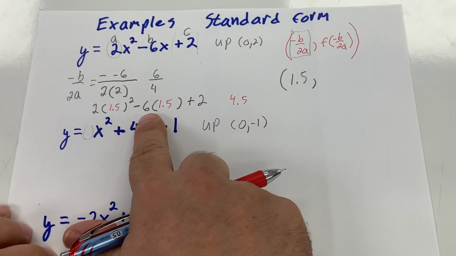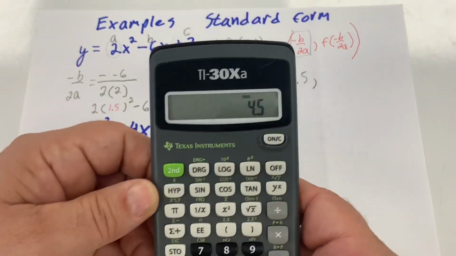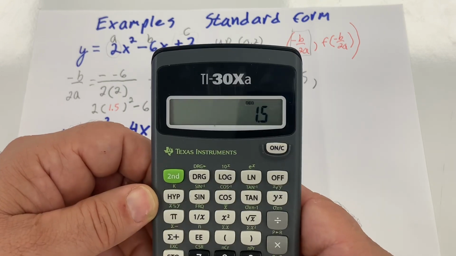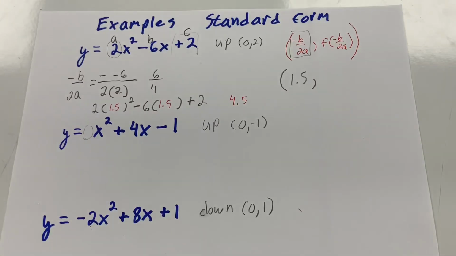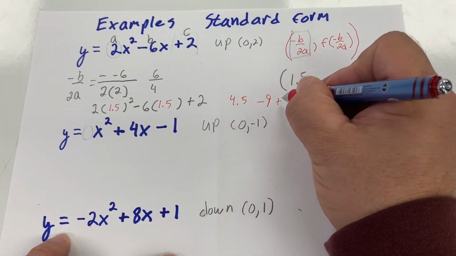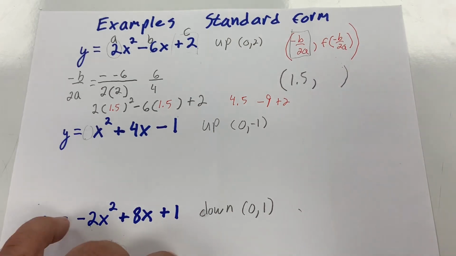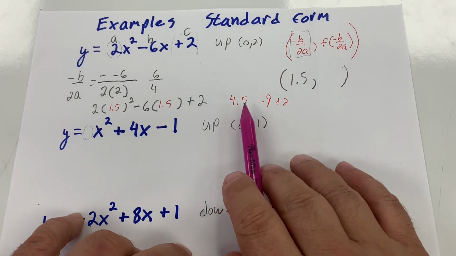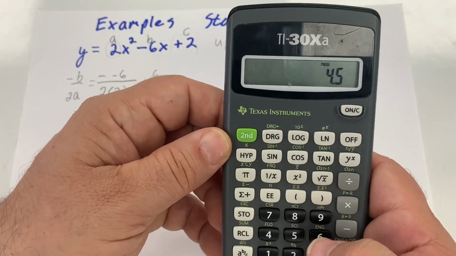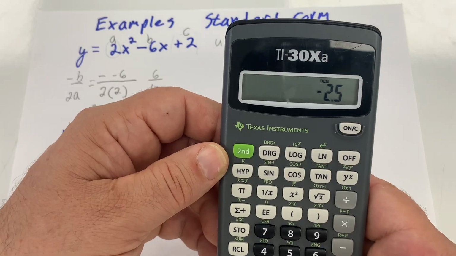And then -6 times 1.5. So I'm going to type in 6 negative times 1.5. And that's going to equal -9. So -9 for my next term, plus 2. So to find out what this second number is, or my y value of my vertex, I have to type in 4.5 minus 9 plus 2. And it equals negative 2.5.